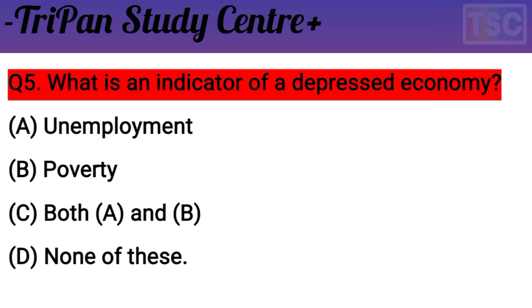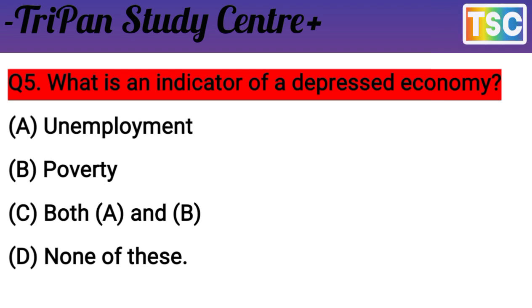Option A unemployment, option B poverty, option C both A and B, and D none of these. You know that this question is very important from the exam point of view because it asks what the indicator of a depressed economy is. There is the answer here: unemployment.